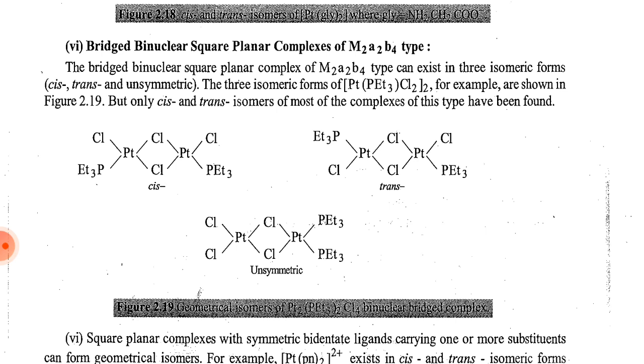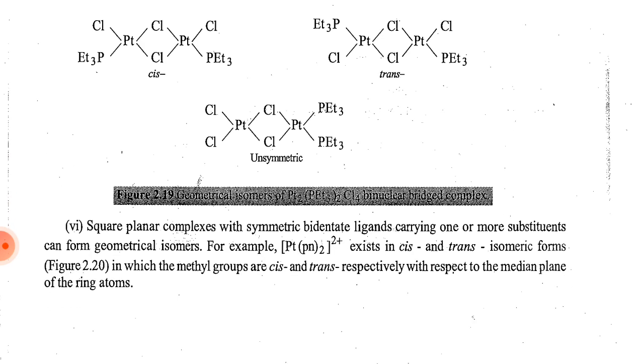Though the bridging ligand is the same, the bridging ligand will never be considered. Only the ligands adjacent to the central metal atom will be considered. Here Cl, Cl, Pt, Cl, Cl, PEt3, PEt3, which is unsymmetrical. These are the geometrical isomers of Pt2(PEt3)2Cl4 with bidentate bridging ligand.